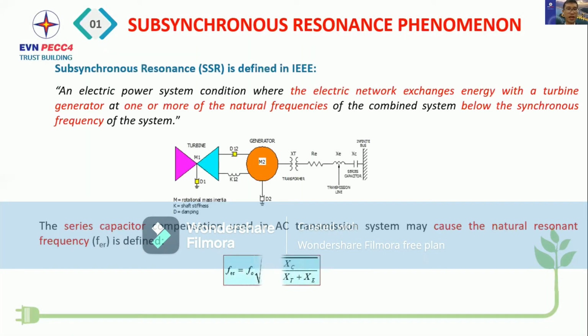So first of all, let's go over the definition of sub-synchronous resonance, SSR, as defined by IEEE. An electric power system condition where the electric network exchanges energy with a turbine generator at one or more of the natural frequencies of the combined system below the synchronous frequency of the system. And the series capacitor compensation used in AC transmission systems may cause natural resonance frequencies, defined by the formula below.